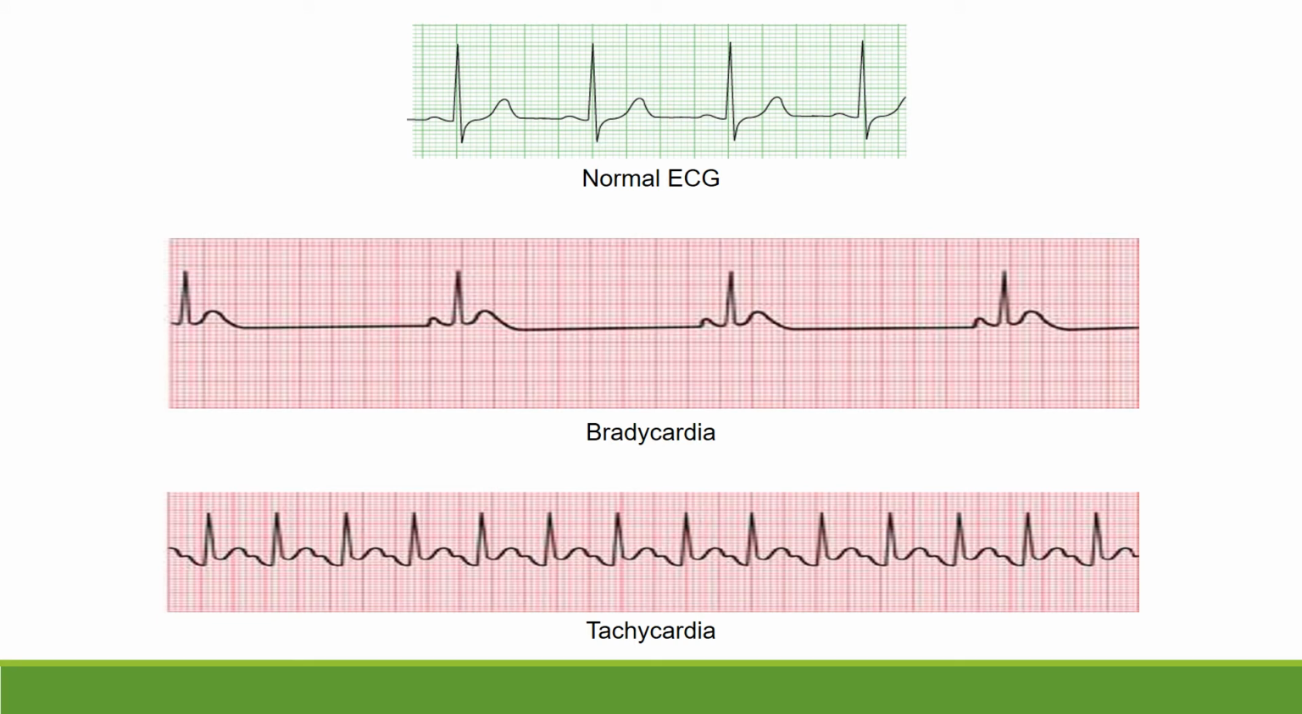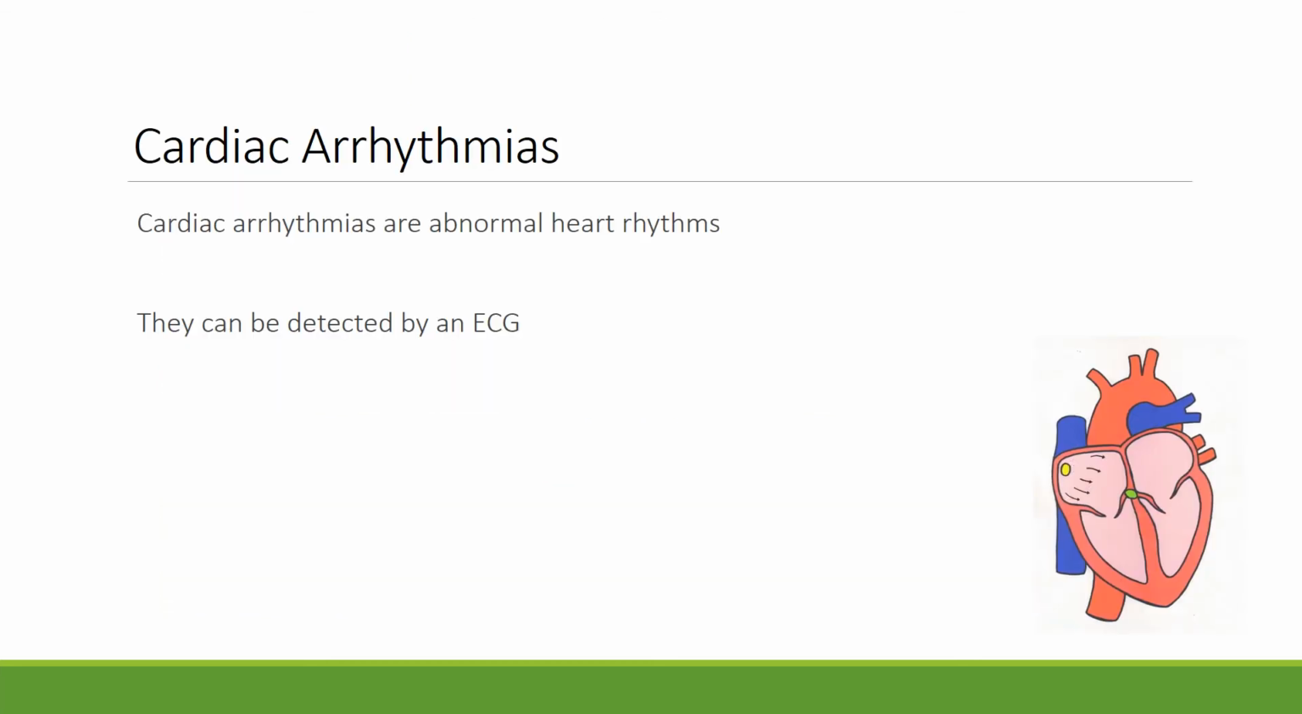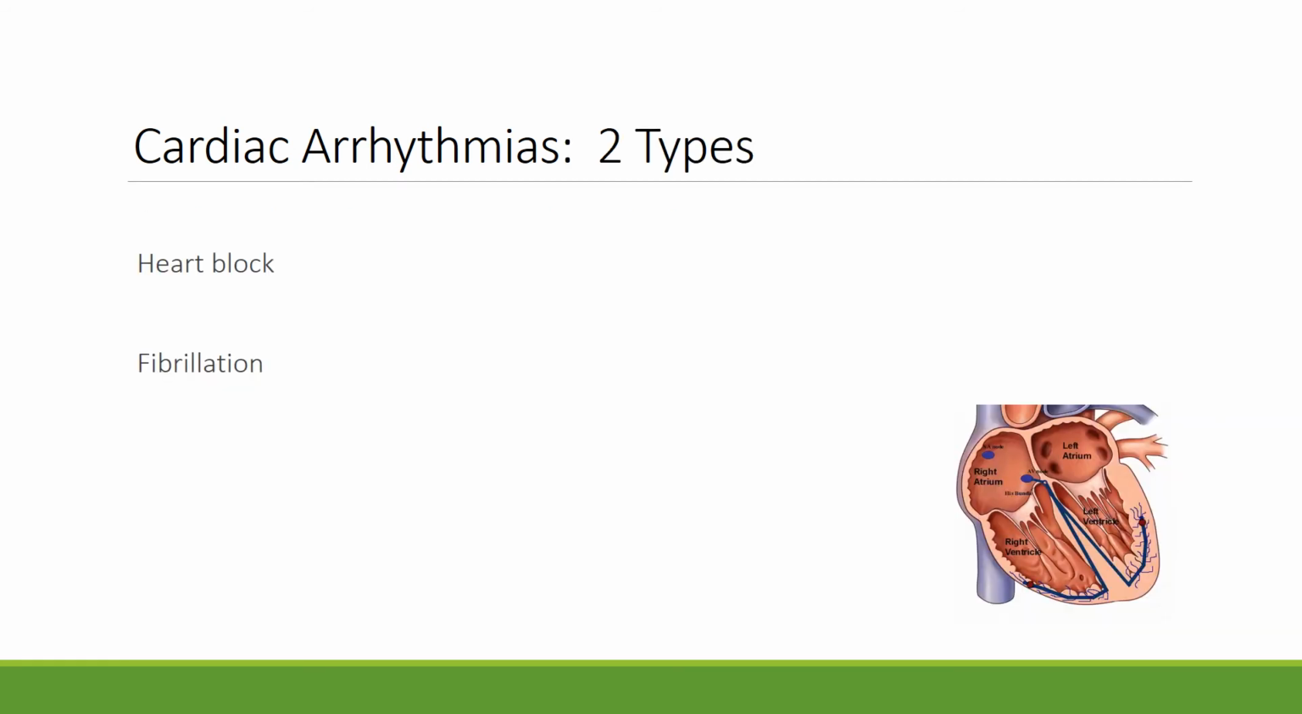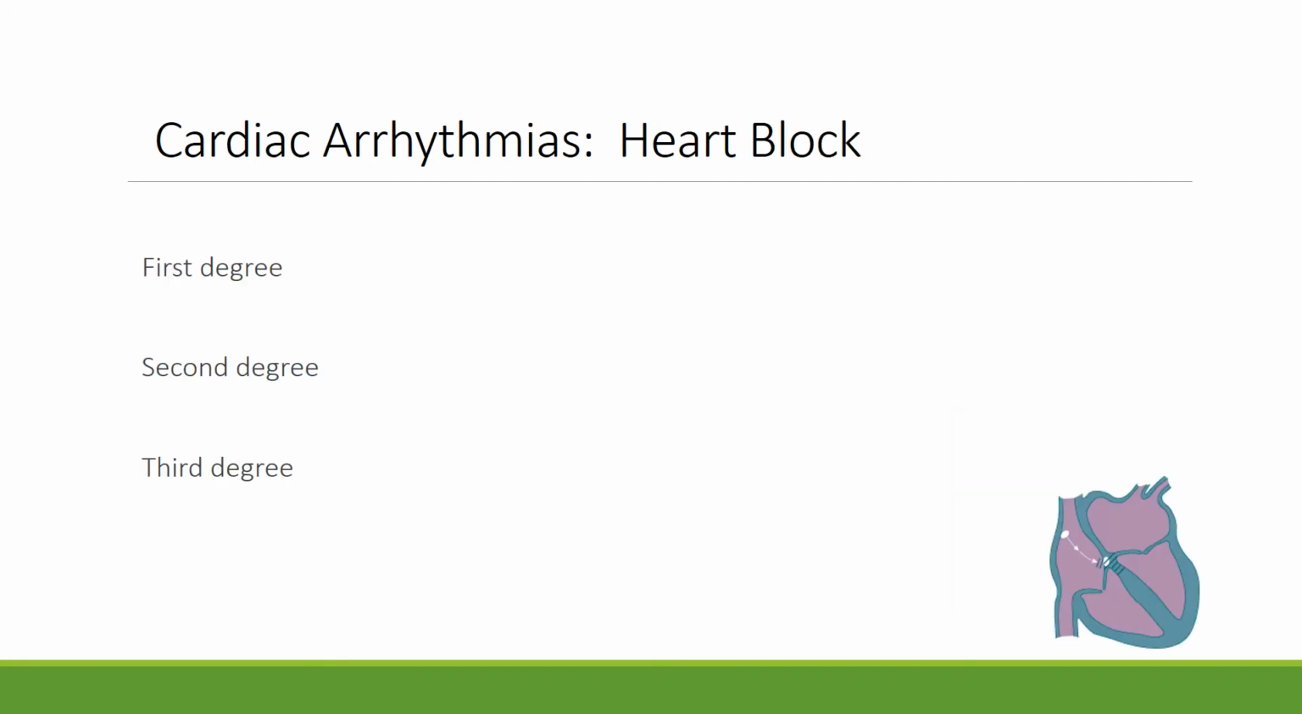These rhythm strips show how bradycardia and tachycardia compare to a normal ECG. The term arrhythmia means without rhythm. Cardiac arrhythmias are abnormal heart rhythms. The way to detect them is by using an ECG. There are two types of cardiac arrhythmias, heart block and fibrillation, and we'll be looking at both. Let's look first at heart block.